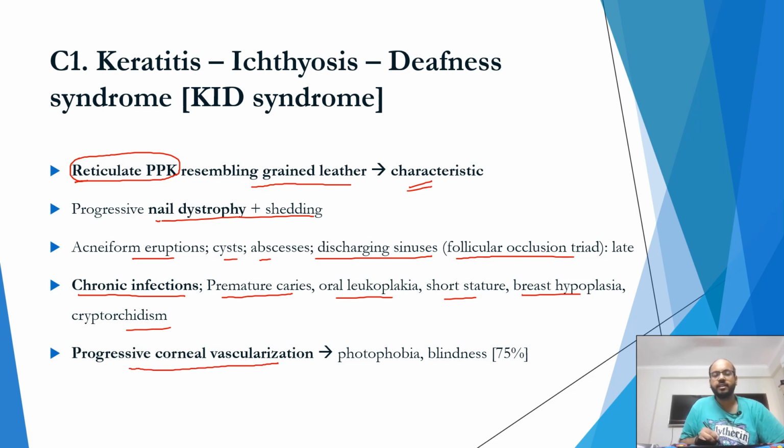Progressive corneal vascularization. Remember, this causes the keratitis part. Progressive corneal vascularization can lead to photophobia or blindness in about 75% of patients. So we have discussed keratitis, we have discussed ichthyosis, and deafness can be seen severely in recessive transmission of diseases.